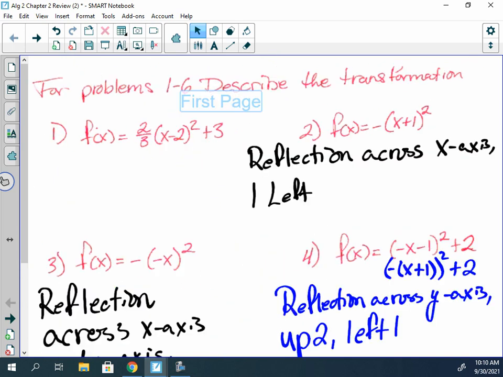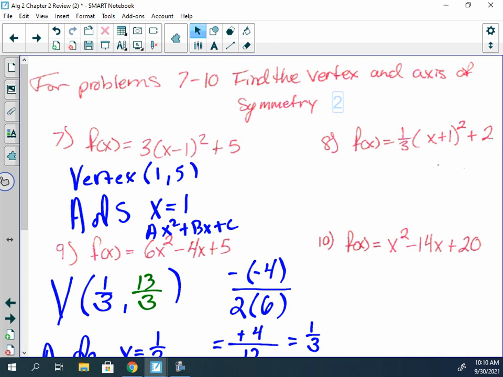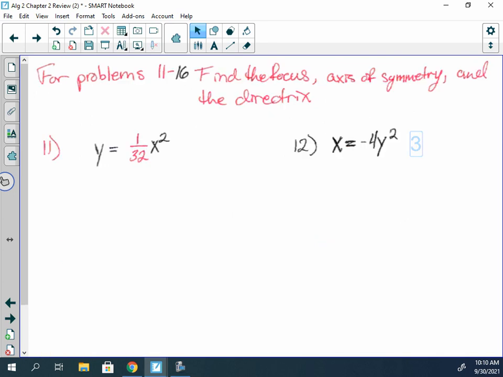Well, what's on the front, 1 through 6, is describe the transformation. So we're describing how it is moving from its parent function: our stretch, shrink, translations up, down, left, right, and reflection. Here we're finding the vertex and axis of symmetry. Any questions on 11 through 16? Okay. 13?